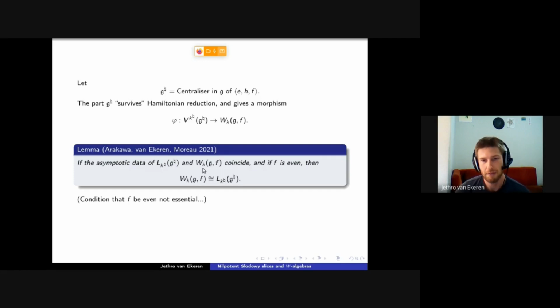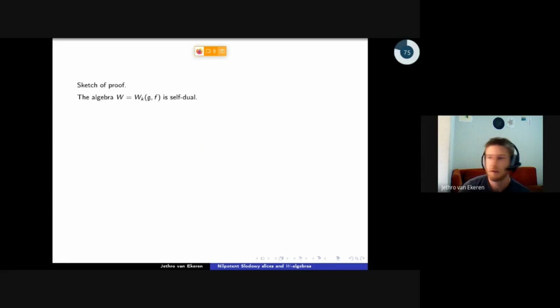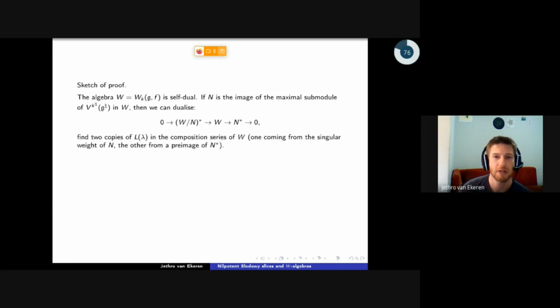Both of these have asymptotic data, asymptotic dimension and asymptotic growth. And if these data coincide, and also some additional technical hypotheses hold, for example, if this nilpotent element is even, and I didn't want to go too much into detail about the technical hypotheses, then basically we know that the two vertex algebras are isomorphic. And I don't really have time to say much about the proof.